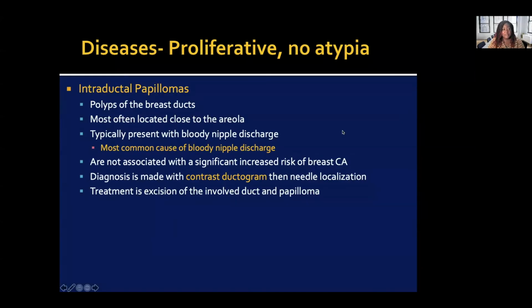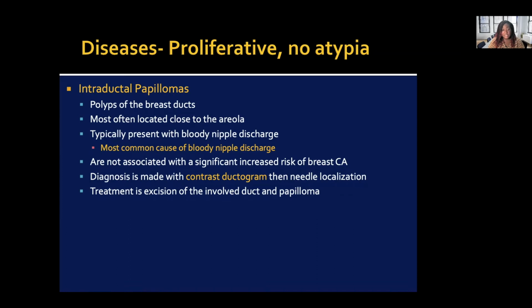Intraductal papillomas. These are proliferative diseases, usually without atypia. They are polyps of the breast ducts, most often located close to the areola. They typically present with bloody nipple discharge. In fact, they are the most common cause of bloody nipple discharge of the breast. And they're not associated with a significant increased risk of breast cancer. However, there is a slight increase in the relative risk.